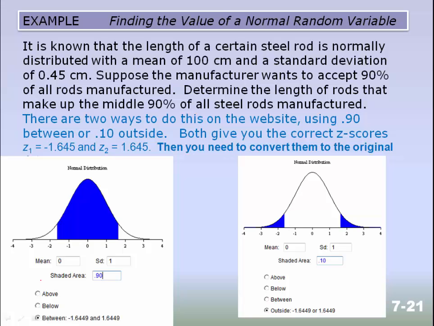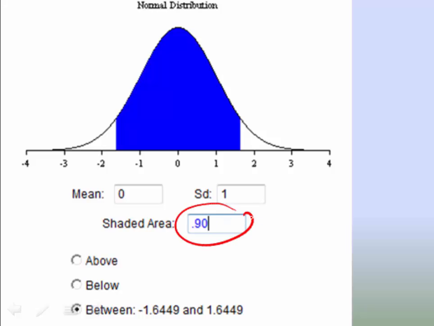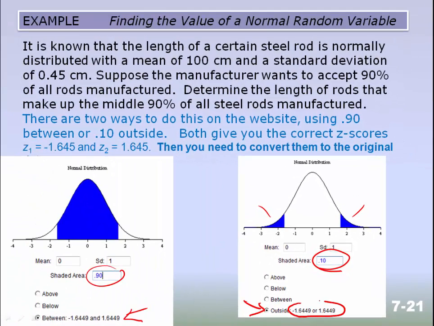You could use the 90%, 0.90, between. So I put the 0.90 and use between here. Or you can interpret it as you are discarding 10% on each side. So you can put the 10% area in and say you want the z-score that gives you an outside area of 10%. And notice either way, we get the same two z values, negative 1.6449 and positive 1.6449.